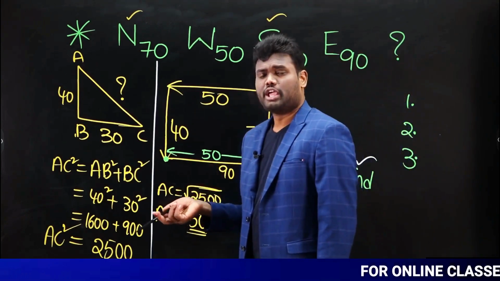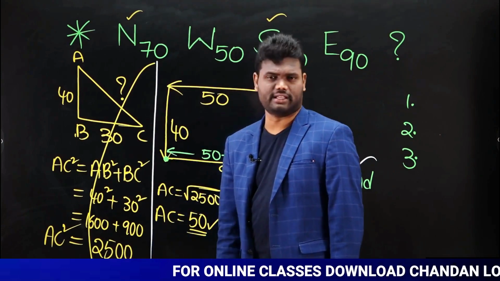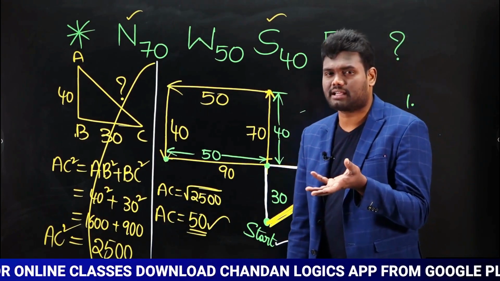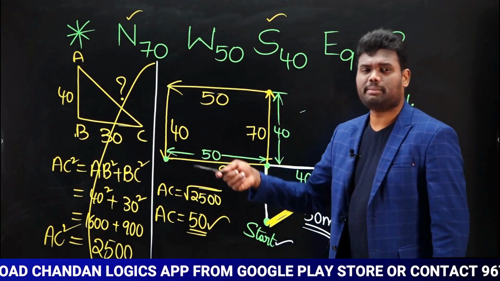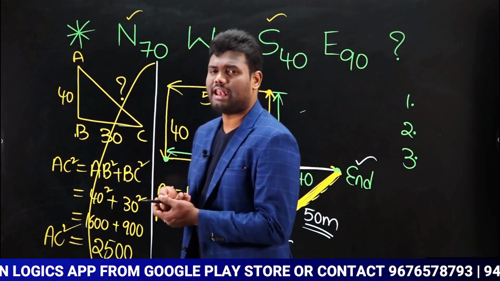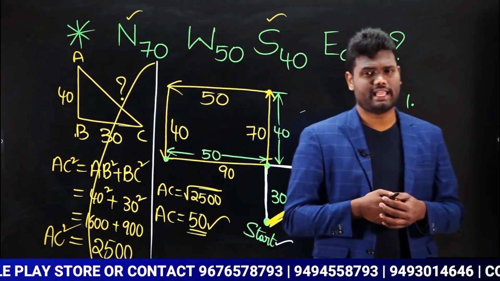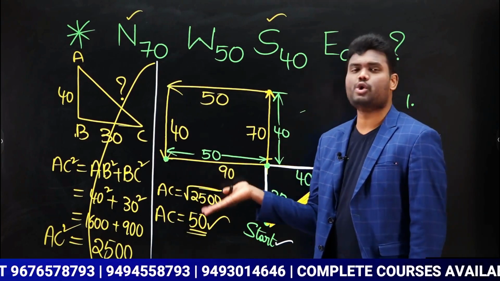And truly speaking, if you are good in the concept, you need not do all this. Why? Already you know that 3, 4, 5 is a triplet. As 3, 4, 5 is a triplet, if it is 30, 40, obviously the next value should be 50. Why? Because 3, 4, 5 is a triplet combination. So I can directly say the answer is 50.